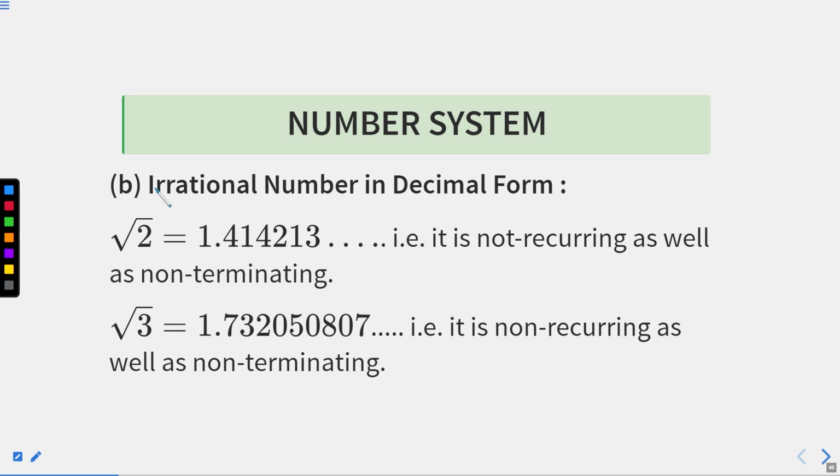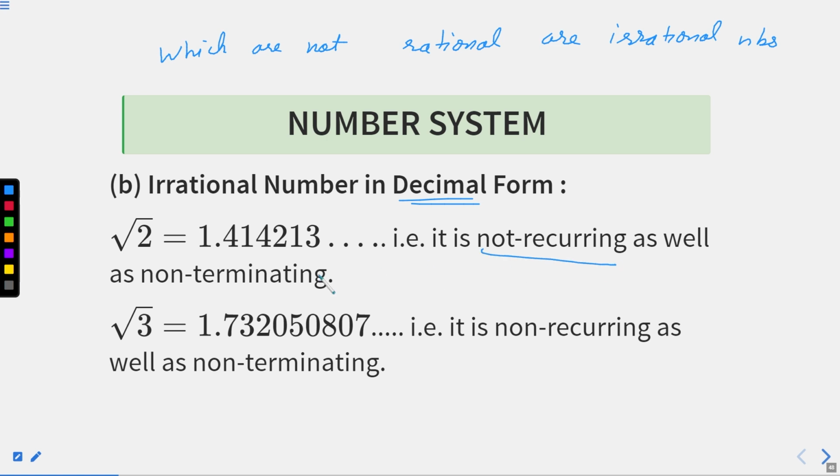What was the definition, or we discussed the definition for the irrationals is quite simple. Just the numbers which are not rational are called irrational numbers, or in the decimal form, the numbers which are not terminating and not recurring. These types of numbers are called irrational numbers.